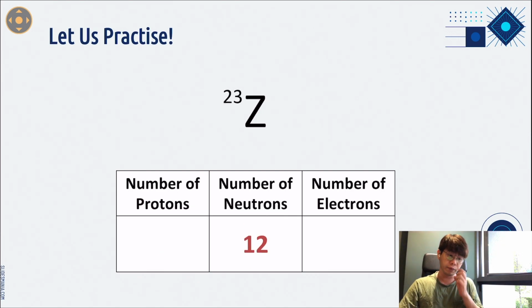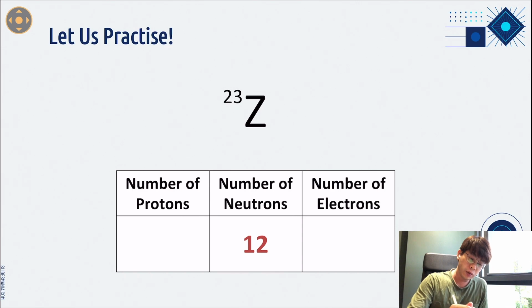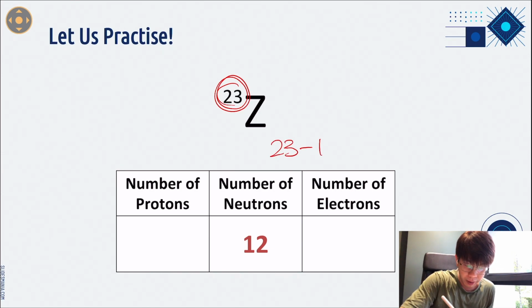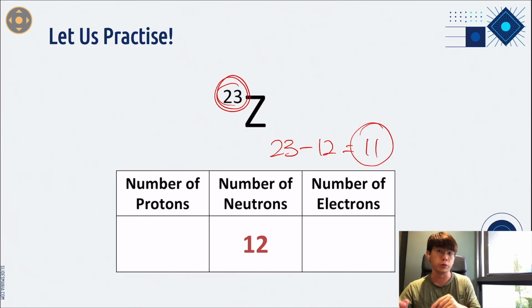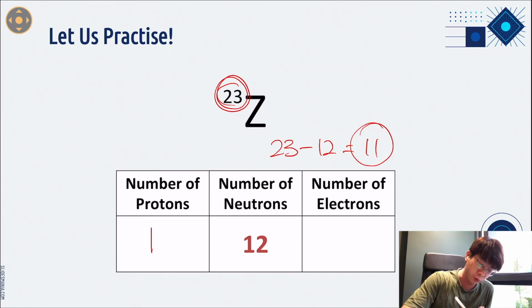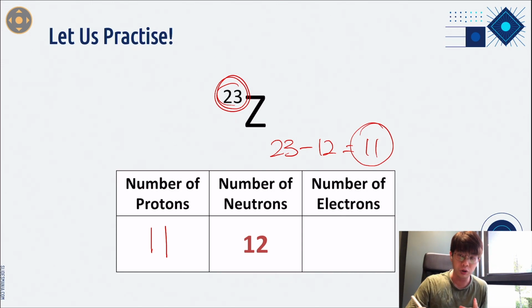Let's do one last example. In my symbol form, I only have the nucleon number on top, and that's possible. The number of neutrons is 12, but I do not know the number of protons. But I know that the nucleon number is 23. So if I take 23 minus 12, that is 11, and this is the number of protons. Since the number of protons is 11 and it's electrically neutral, the number of electrons is 11.